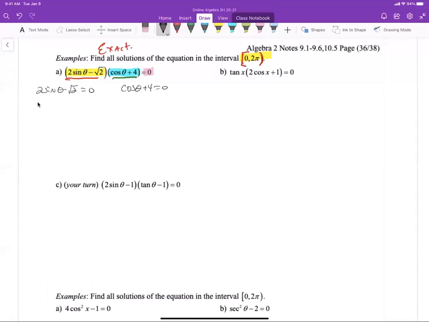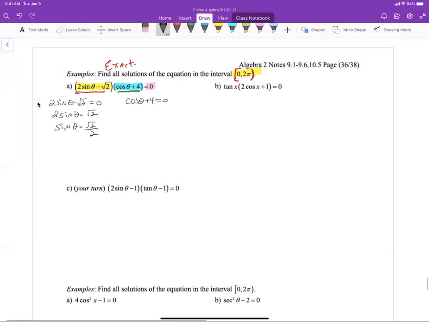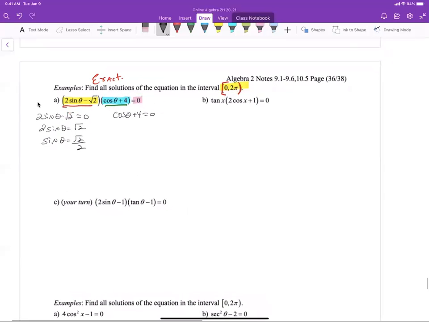The first thing I'm going to do is get the square root of 2 over on the right. So I'm going to add it to both sides of my equation, and I get that. And then I'm going to divide both sides by 2, and I will get square root of 2 over 2. Now, this is where my unit circle comes into play. I'm thinking to myself, where on my unit circle is sine the square root of 2 over 2, or what angles of theta does my sine equal square root of 2 over 2?